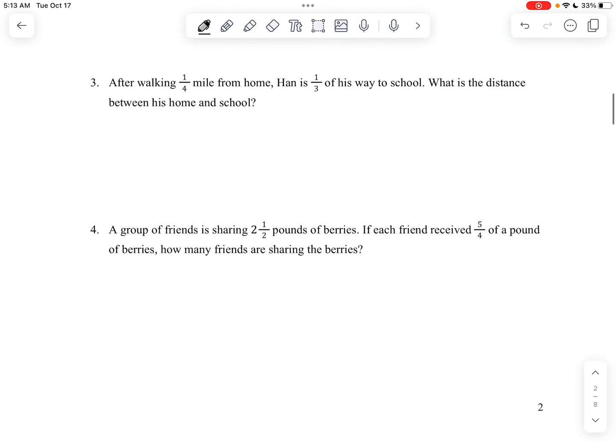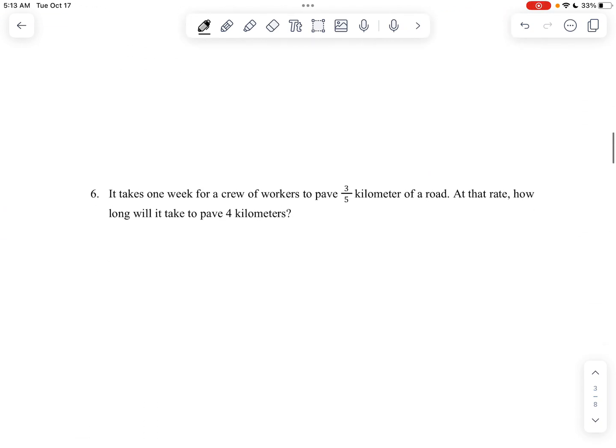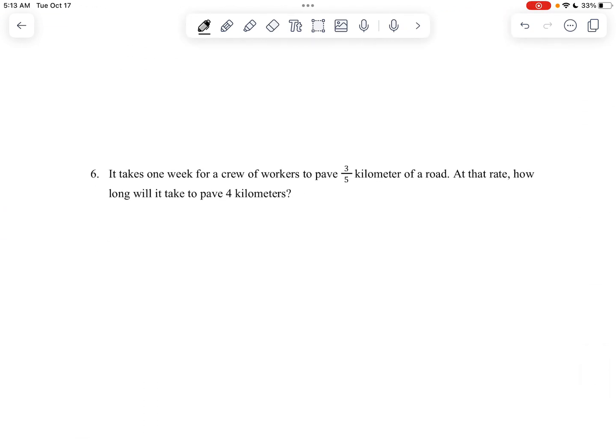The other question that we'll model is question 6. Question 6 says, it takes 1 week for a crew of workers to pave 3/5 kilometer of road. At that rate, how long will it take to pave 4 kilometers? This is similar to the last question in that we're taking the whole number 4 and we're splitting it up into groups of 3/5, the fraction. So I'm dividing 4 divided by 3/5. That's of course identical to 4/1 divided by 3/5.